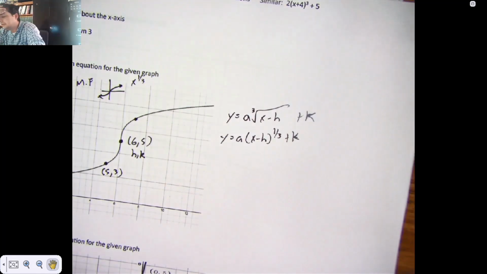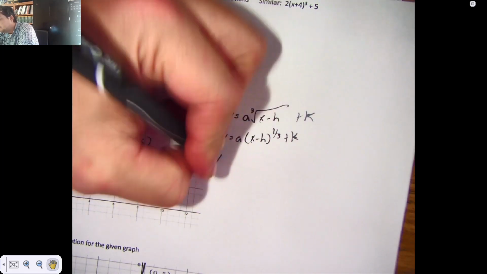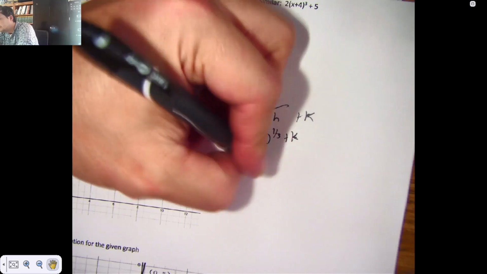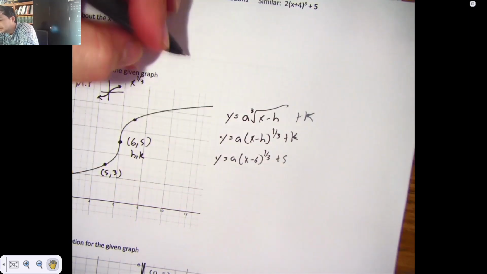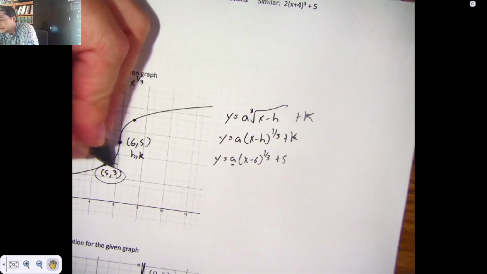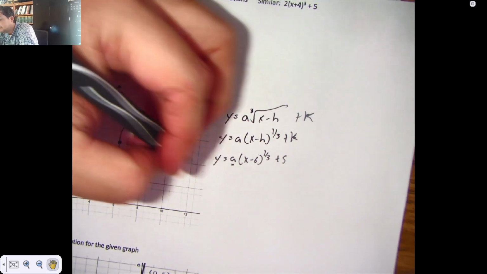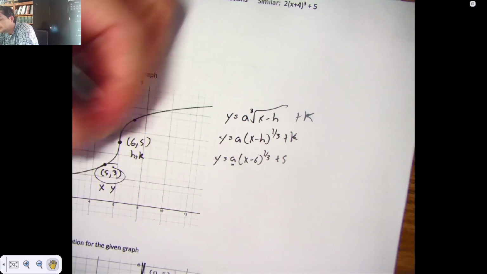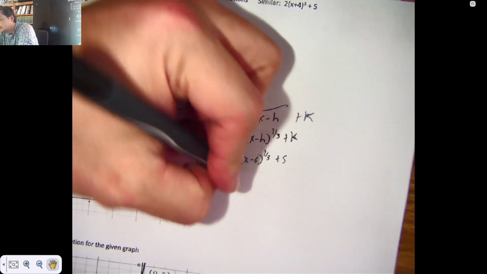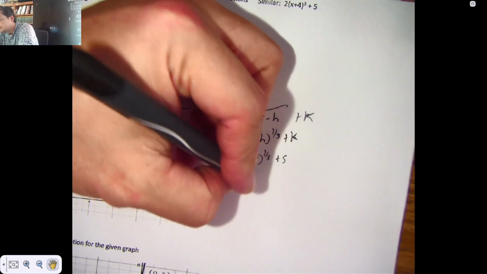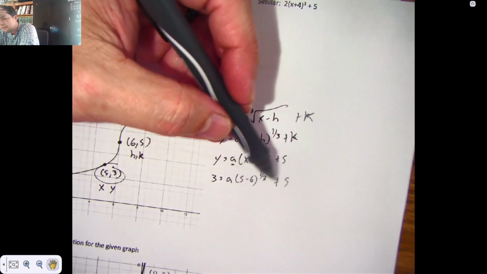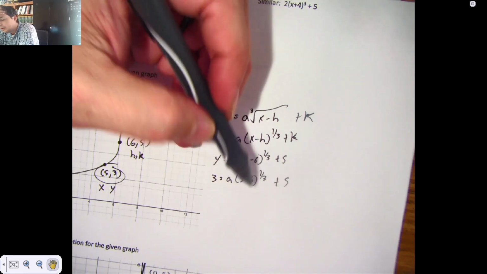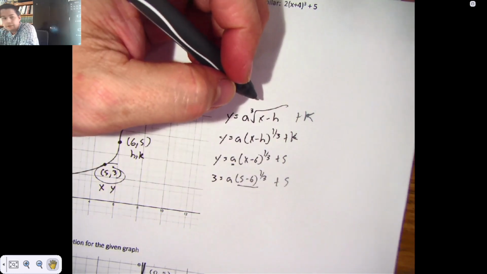All right, let's talk about this thing. I'm going to plug in my h and my k, so I'd have x minus 6 to the 1/3 power, and then plus k, which is 5. Now, to figure out what a is, I'm going to take this other point right there. Everywhere I see x, I'm putting a 5, and everywhere I see y, I'm putting a 3. So 3 is a times 5 minus 6 to the 1/3 plus 5. And I'm writing that off to the right a little farther than usual because you need to figure out what this is. What is that?